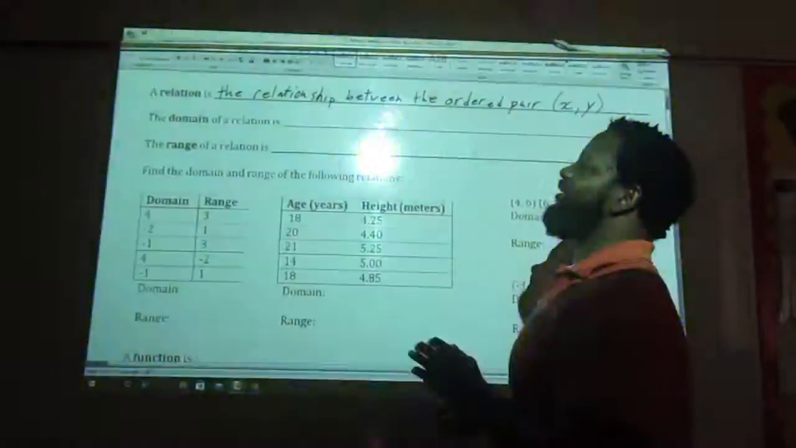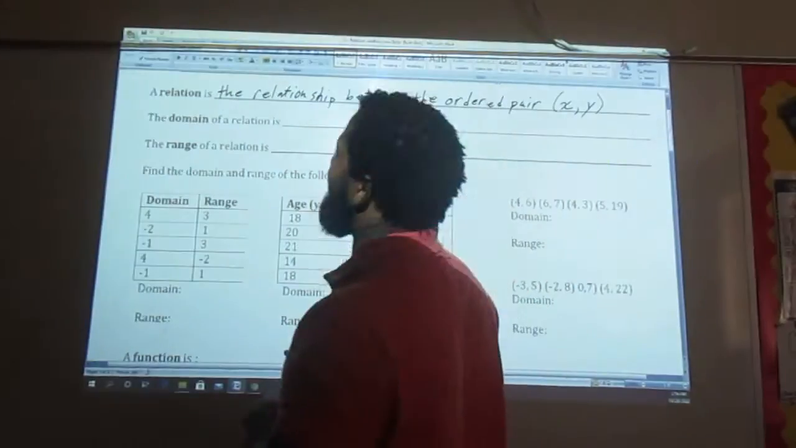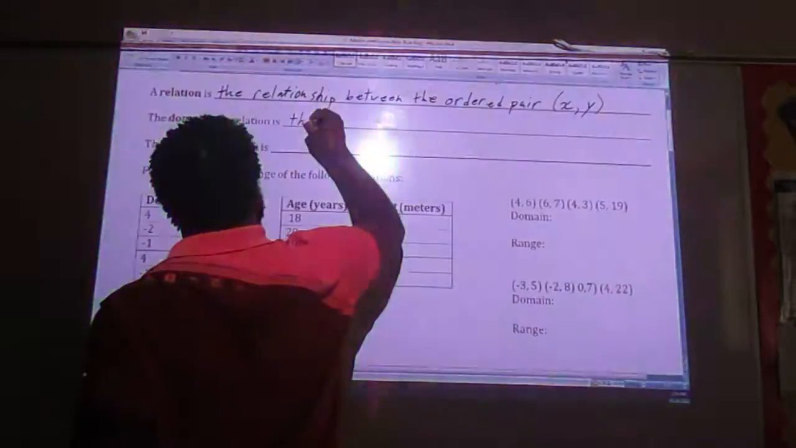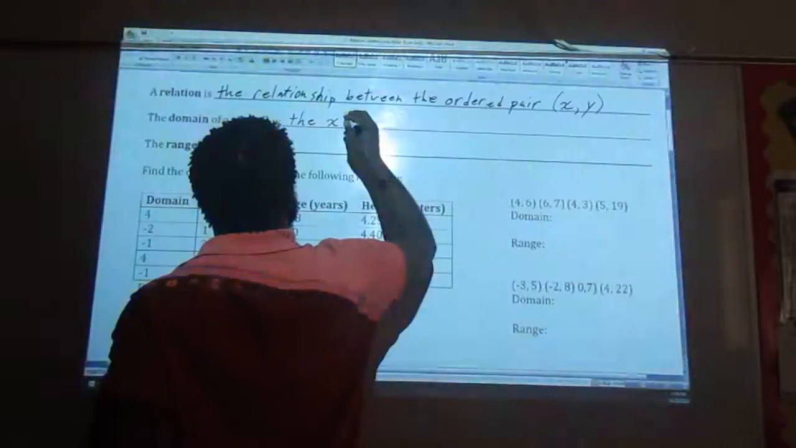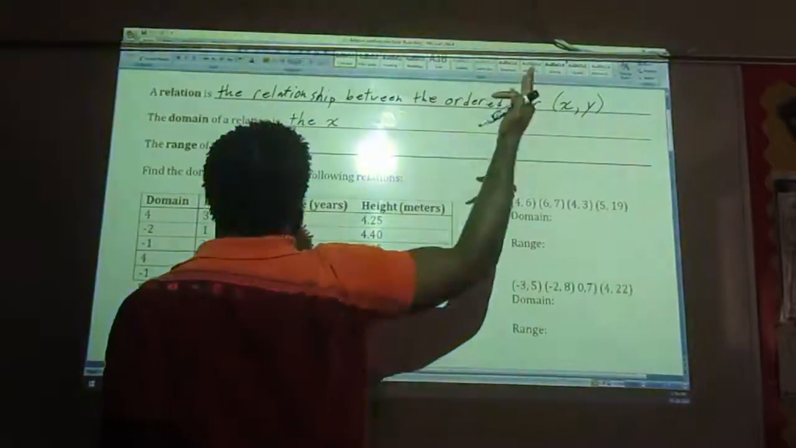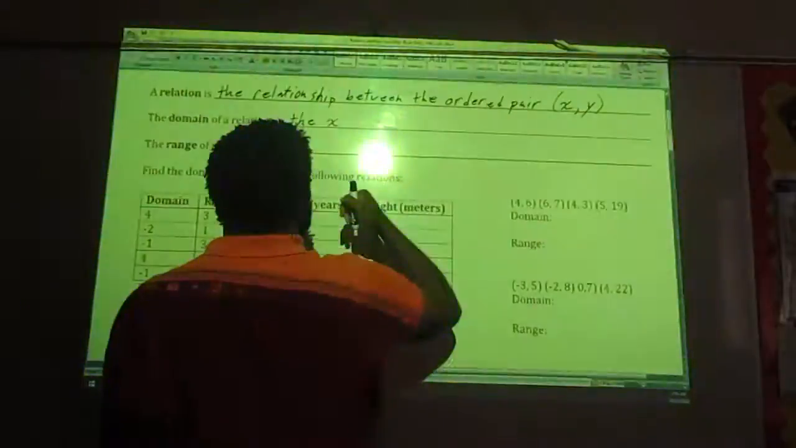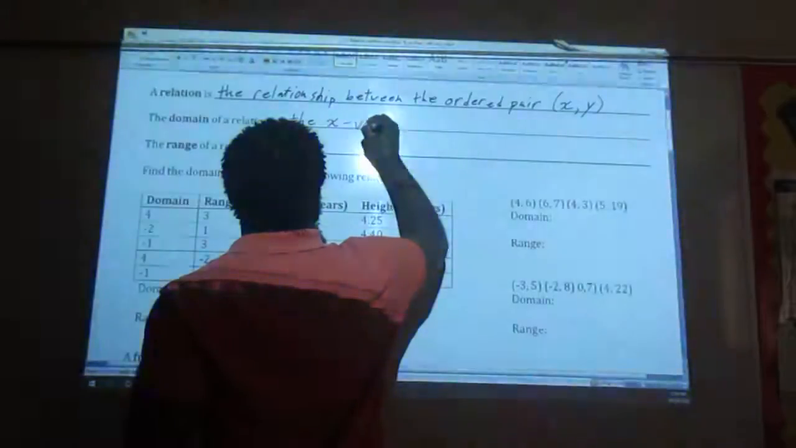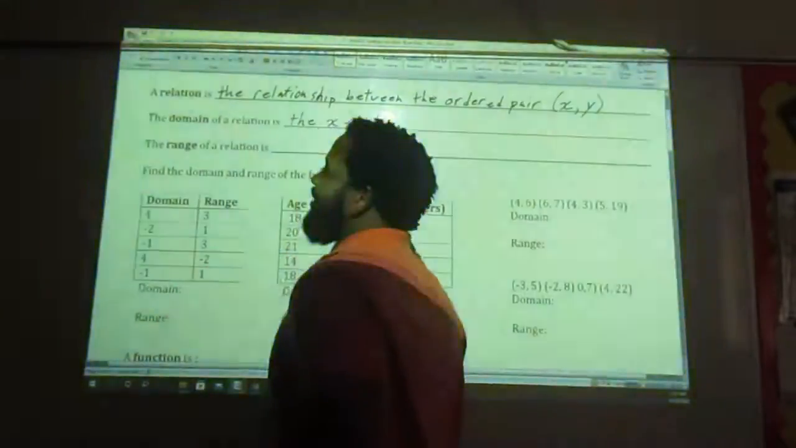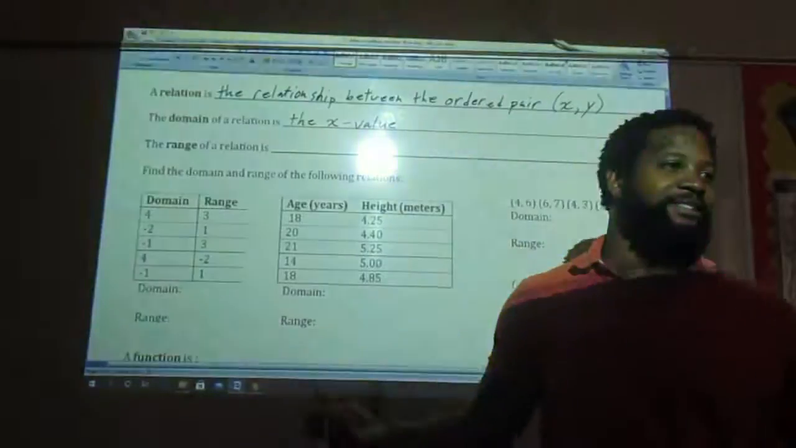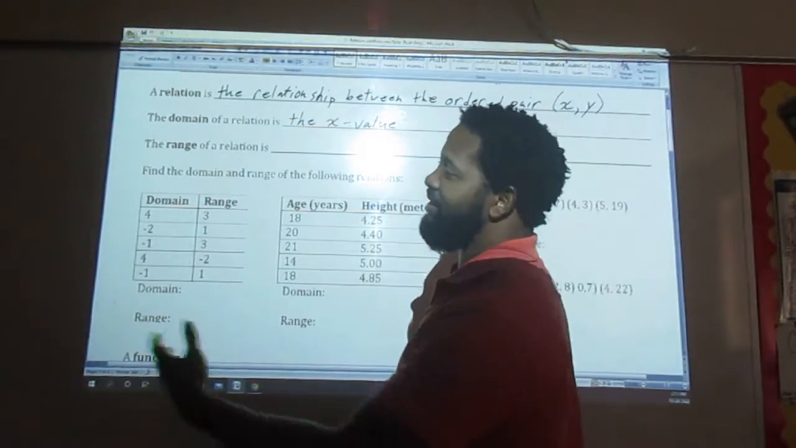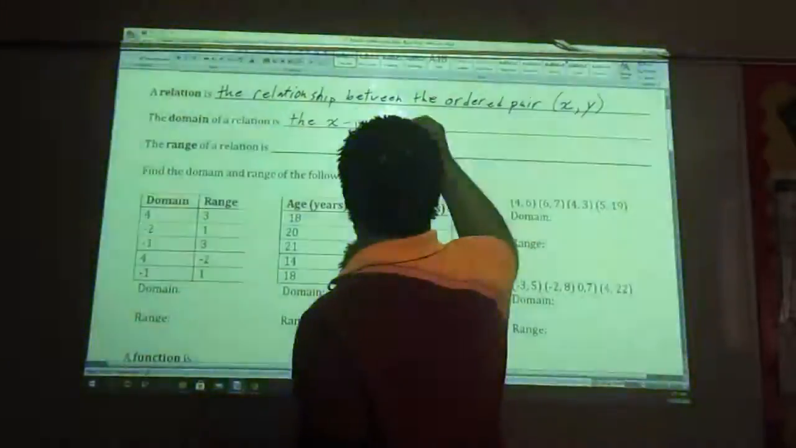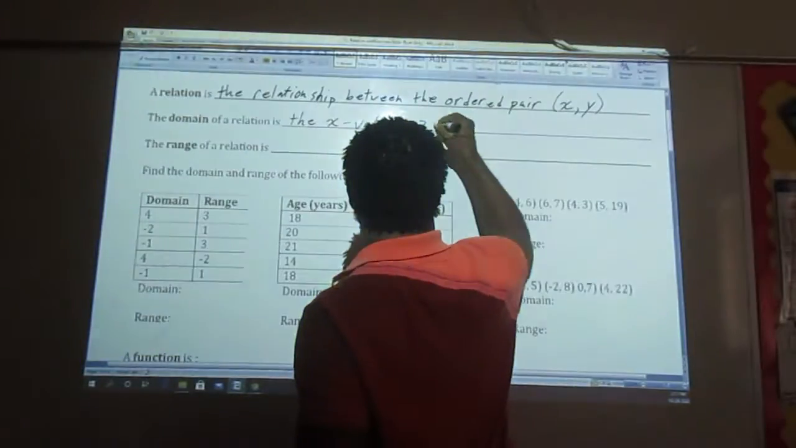Domain. The domain of a relation is the X. The X value. Okay? When we're dealing with coordinate planes, y'all already know about this. You have the X value, you have your Y value. Domain, X value. Also known as going horizontal.